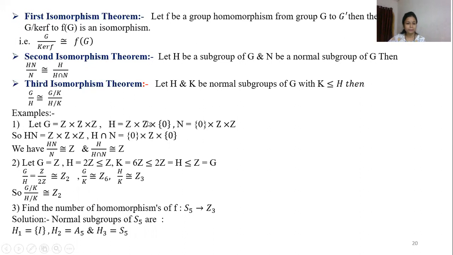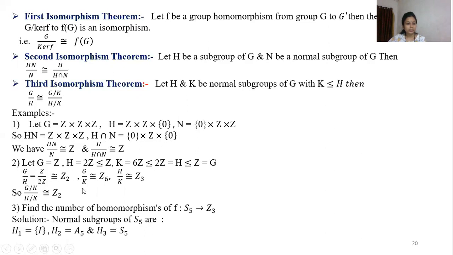H into N is Z cross singleton 0, Z cross Z, singleton 0 cross Z cross Z cross Z. What do we obtain for H intersection N? H is this, N is this, and the intersection is singleton 0 cross Z cross singleton 0. What do we obtain for HN upon N? You can easily calculate: we obtain Z isomorphic to Z, LHS and RHS the same. This is an illustration of the second isomorphism theorem.